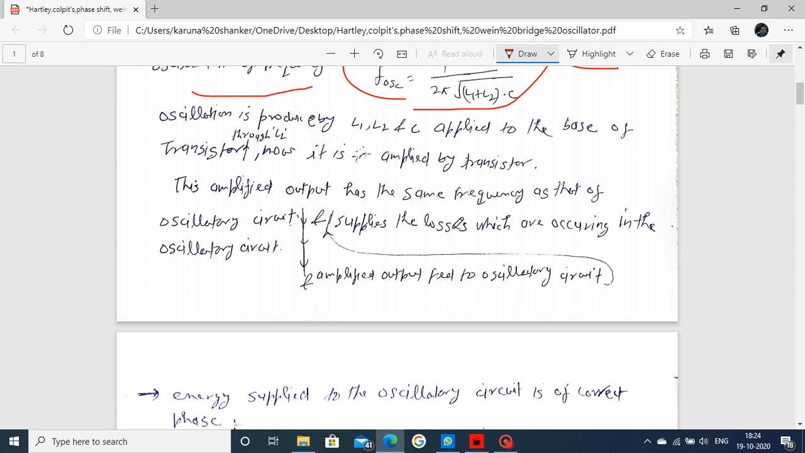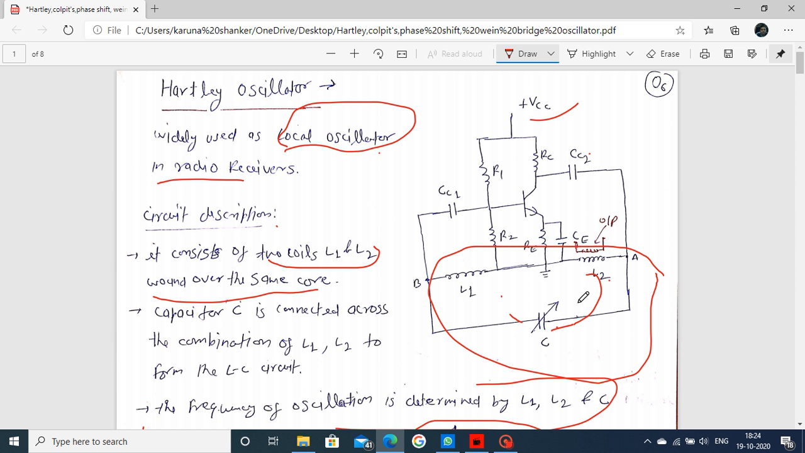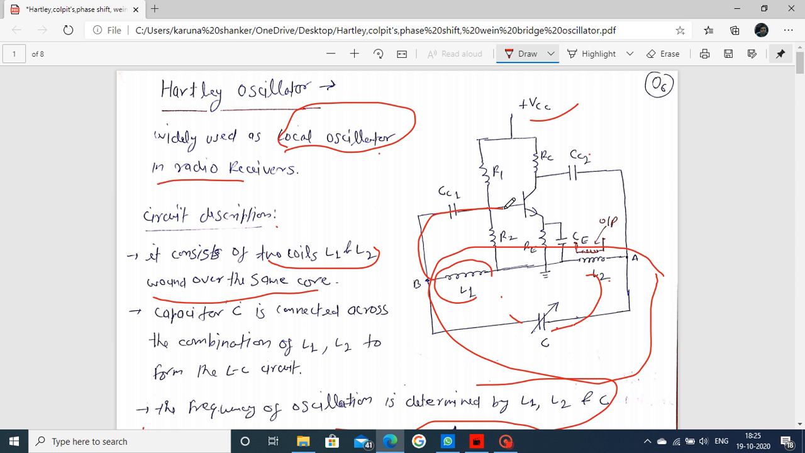Now the next one: this oscillation is produced by this oscillatory circuit, L1, L2 and C. Now this is fed to the input of the transistor, which means whatever oscillation is produced by this combination of oscillatory circuit is fed to the base of your transistor. The oscillation produced is fed through L1 to the base of your transistor.